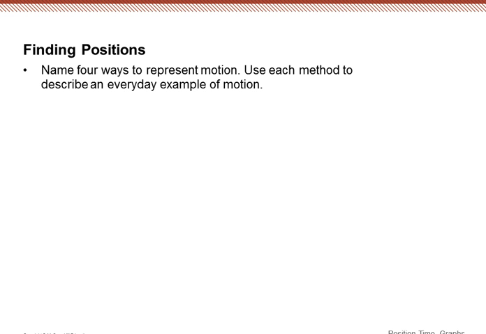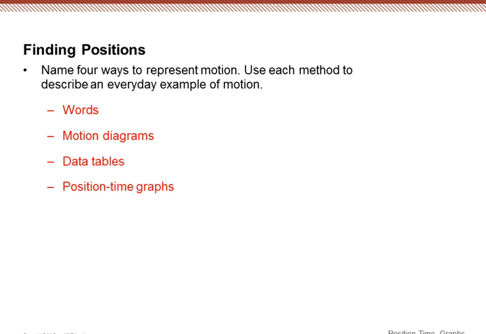So we're going to talk about 4 ways to represent motion. First, we're going to use words, then motion diagrams, data tables, and position versus time graphs. To think about this, how would we use words to describe motion? Well, we could say that an object is moving to the right, or an object is moving at a constant rate, or an object is speeding up or slowing down. So these are all words that we'll use to describe motion.